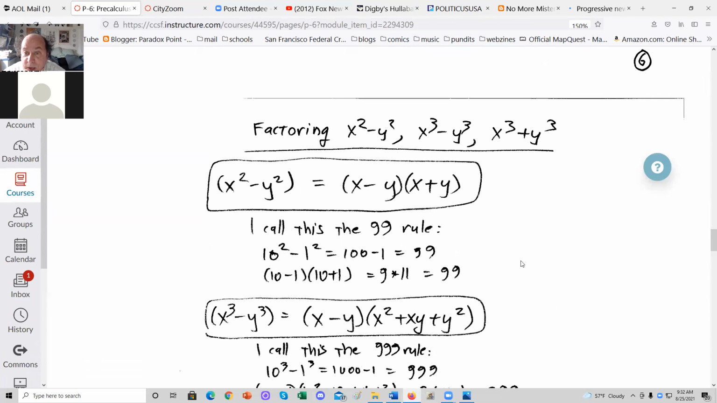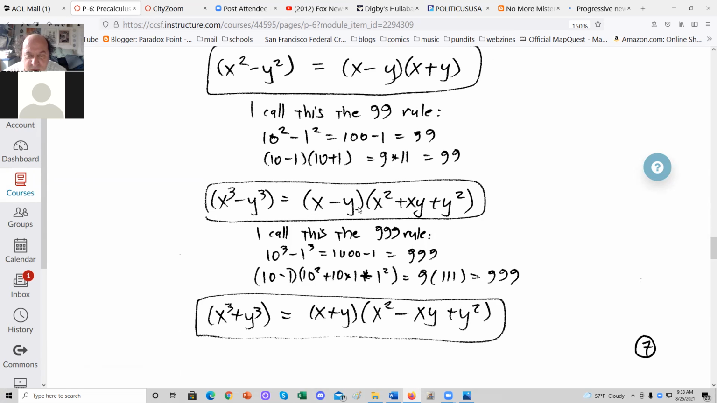There's also factoring difference of squares, difference of cubes, and sum of cubes. This follows from the previous section. x squared minus y squared is x minus y times x plus y. In the previous section I wrote it in reverse fashion, multiplying out, and the other way is factoring. I call this the 99 rule because if x is 10 and y is 1, then 10 squared minus 1 squared is 99, and 10 minus 1 times 10 plus 1 is also 99.